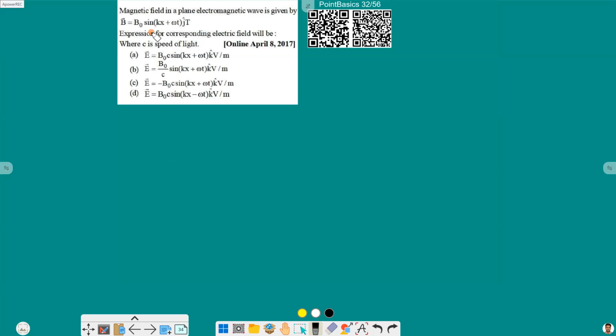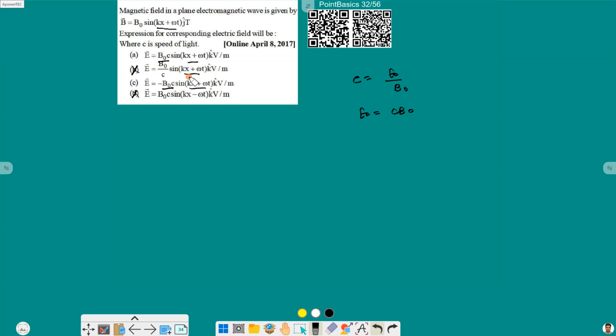Moving ahead, the magnetic field of a plane electromagnetic wave is given by this relation. The expression corresponding to the electric field will be? Here, first of all, the answer must be in the sine form, with sin(kx plus omega t). Here we have kx plus omega t, so option D is rejected. Further, we can find the magnitude. We know that c is equal to E naught by B naught, so E naught will be equal to c B naught. Here we have c B naught, and here B naught by c, so option B is cancelled.